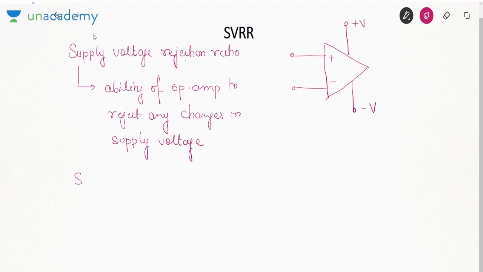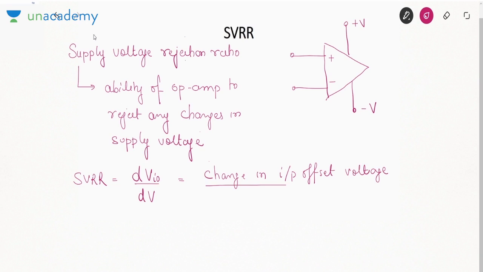So that is why this SVRR is written as dVIO by dV, that is, change in input offset voltage divided by change in supply voltage. So that ratio of the changes is called your SVRR.